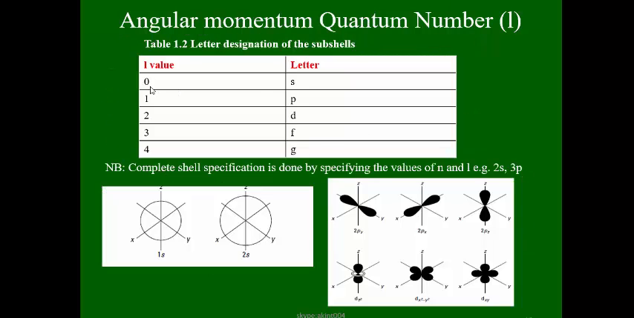When l is equal to 0, the letter of the subshell is s. When l is equal to 1, p. When l is 2, d. When l is 3, f. When l is 4, g.